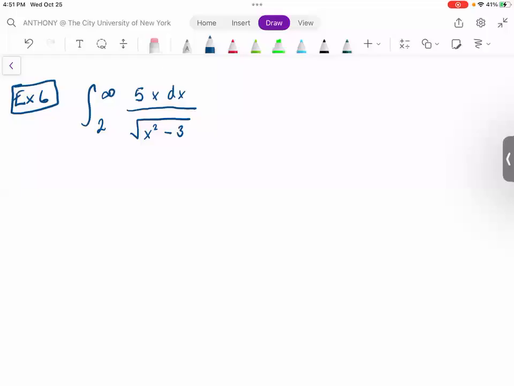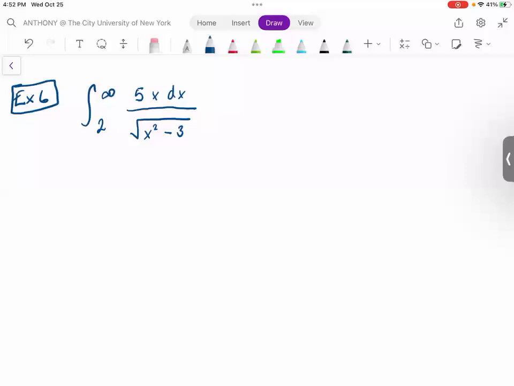All right, so here's my example 6. We have the integral from 2 to infinity of 5x dx over the square root of x squared minus 3. Because your limits of integration state that you're going from 2 to infinity, starting at 2, whatever number I plug into my denominator, you're always going to get a positive number inside of that square root. So you know that this function can essentially be continuous for the interval of interest from 2 to infinity.